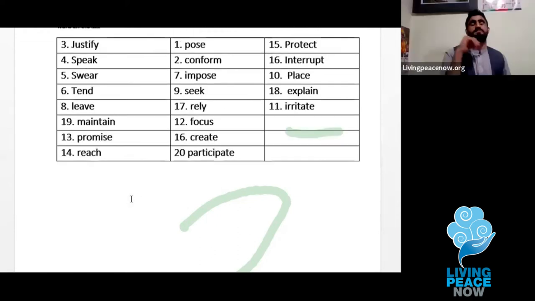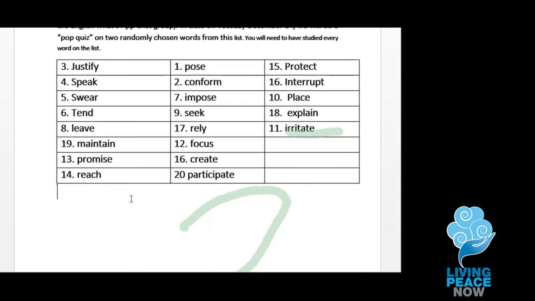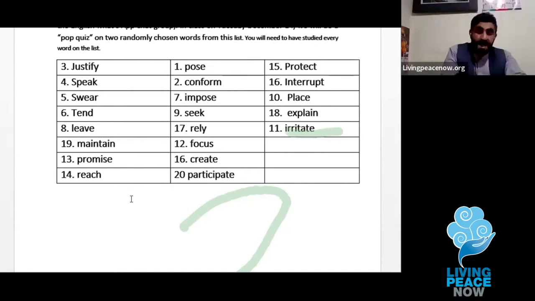This is some information about speak. Speak is the word, and speaking is a noun. And we also have another form of the noun, speaker. Speaker is also a noun. A speaker is a person who talks. For example, when I talk on the stage, I'm a speaker.